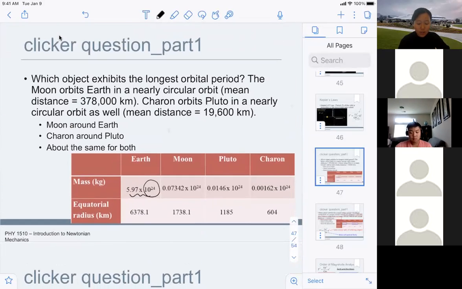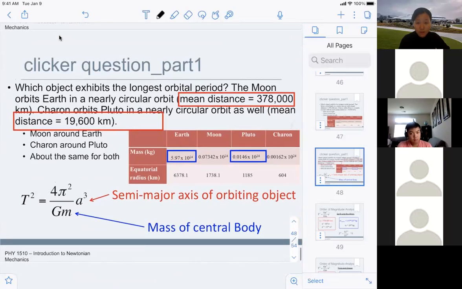So here we are given 4 different objects: Earth, the Moon, Pluto, Charon, different planets. And just like the Moon orbits around the Earth, Charon orbits around Pluto. Okay, and the mass of each of these 4 is given, and the radius of the motion is also given. All right, so given this information, the question asks which object exhibits the longest orbital period.